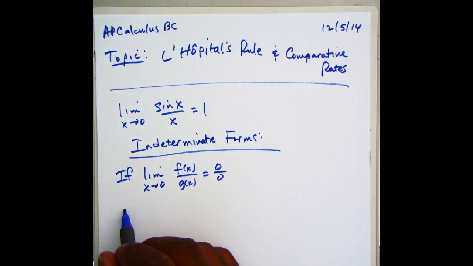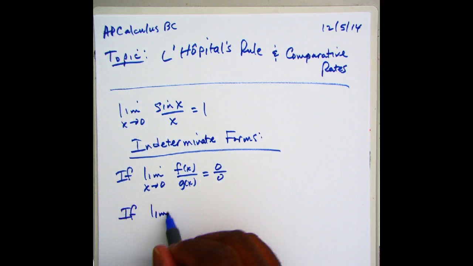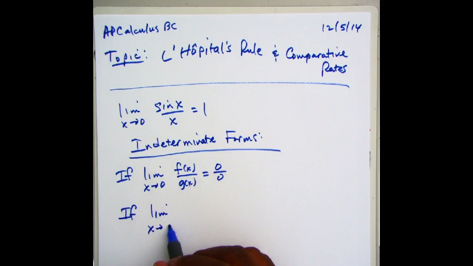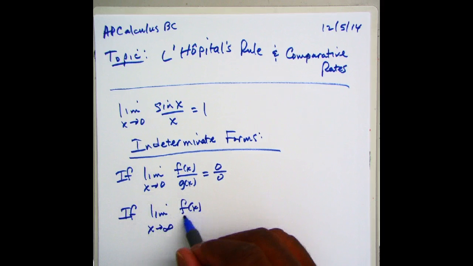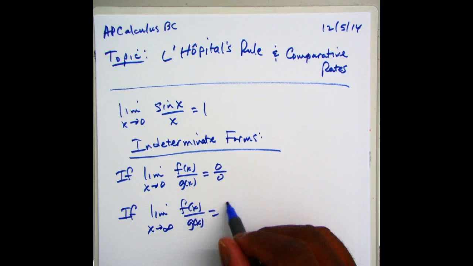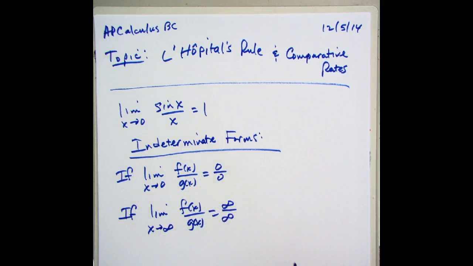Another indeterminate form is if the limit as x goes to infinity of f of x divided by g of x is equal to infinity over infinity. So those are indeterminate forms there. No, not necessarily. No. It could be infinity. It could be 0. You just don't know.